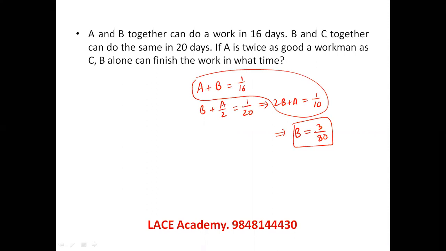The question is asking nothing else. So B plus half of A has 1 by 20 efficiency. If I take it, 2B plus A is equal to 1 by 10. So from 2B plus A, I'm subtracting A plus B, so that I'm getting B equal to 1 by 10, which I'm taking as 8 by 80, minus 1 by 16, which is 5 by 80. So it is 3 by 80. So B takes how many days to finish the work? 80 by 3 days to finish the work, which comes to 26.66, right? Now let us see what the next question is.